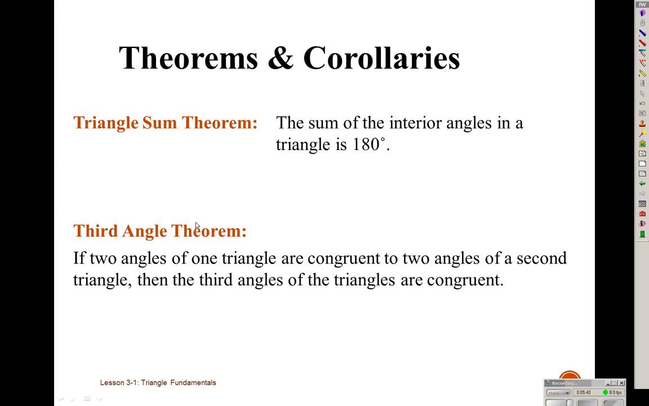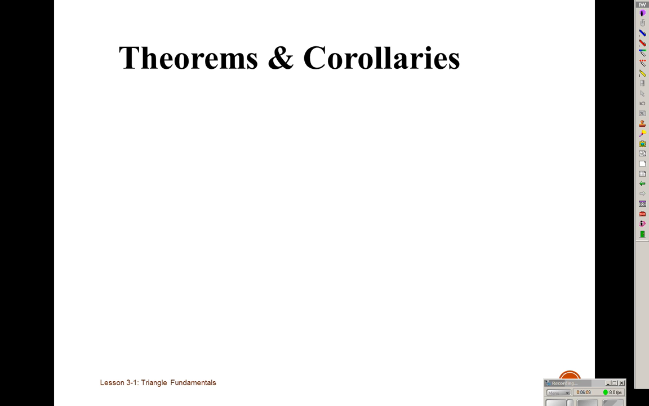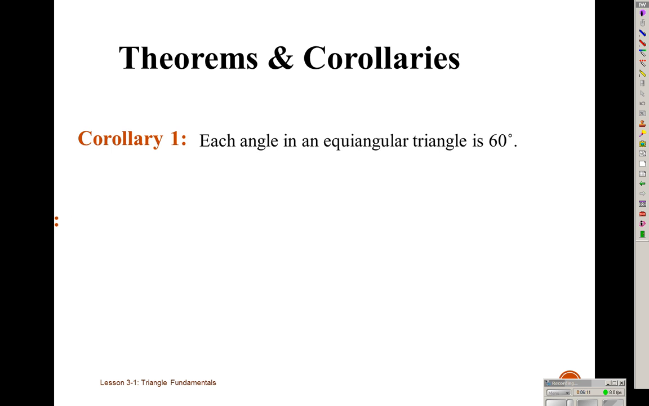The third angle theorem says that if two angles of one triangle are congruent to two angles of a second triangle, then the third angles have to be congruent as well. That makes sense, since the first two plus the third is 180, and the first two plus the third is 180. If the first two are the same, then the thirds have to be the same. We've already seen this. Each angle in an equiangular triangle is 60 degrees.